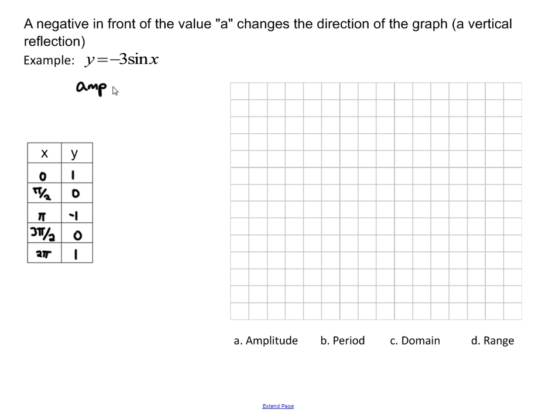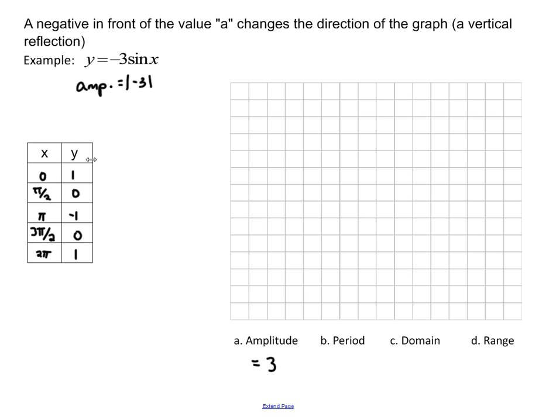What happens if we have a negative? Well, our amplitude in this case is going to be the absolute value of negative 3, so we will still say that the amplitude is the number 3. The amplitude, remember, is a magnitude. It's the size of the distance that we take from the center axis to its maximum or minimum point.